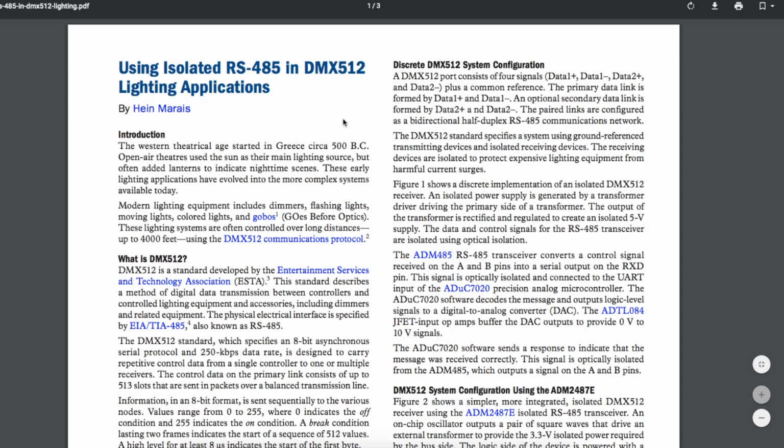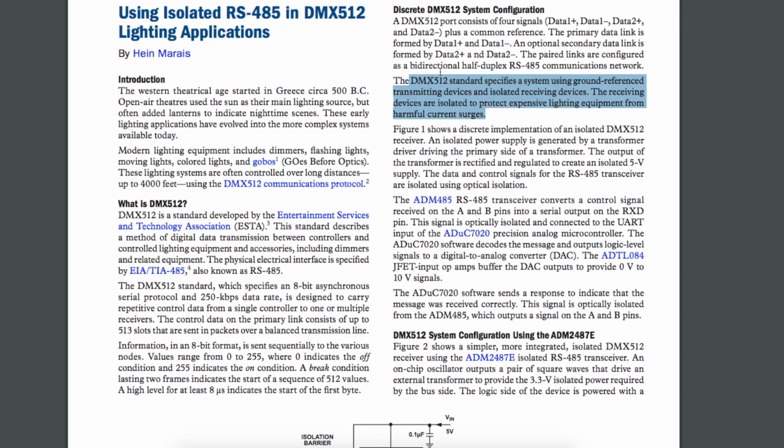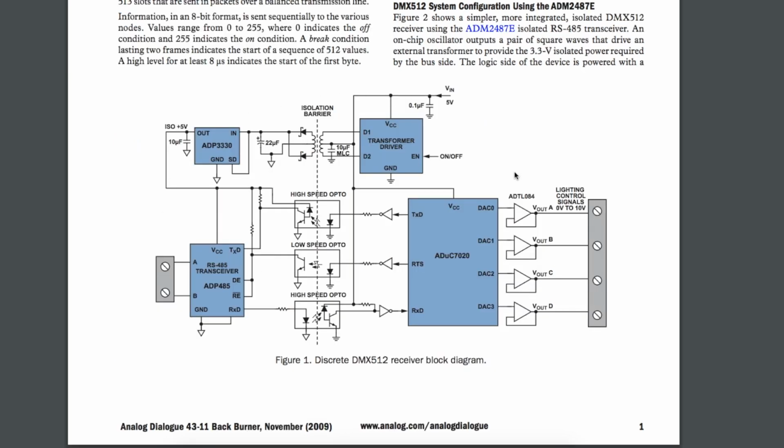Analog Devices talks about RS-485 communication in DMX lighting applications. DMX is a digital interface between controllers and lighting equipment mostly and accessories, and this uses RS-485 differential data. DMX 512 requires isolation to protect expensive lighting equipment from harmful current surges. Here's an example of an isolated receiver.